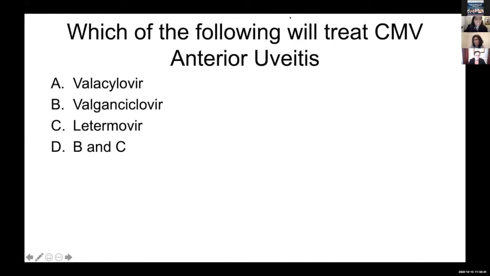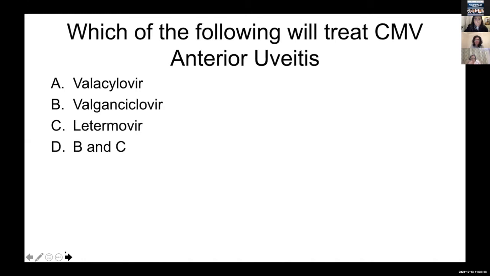So which of the following will treat CMV anterior uveitis? A, valacyclovir, B, valganciclovir, C, letermovir, and D, B and C. Good to meet everyone. Thank you for having me. I believe for anterior uveitis, we typically start with A, valacyclovir. Of course, it depends on whether we suspect HSV or VZV in terms of the dosing. So what about if it's CMV specifically? CMV anterior uveitis, would you start with that? I think it depends on if the patient is suspected for immunosuppression and whatnot in terms of CMV.